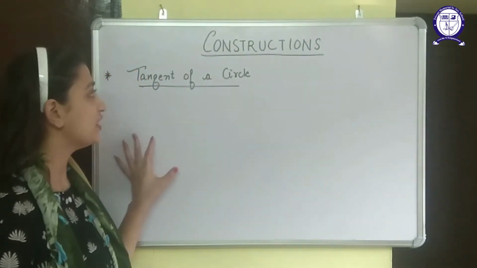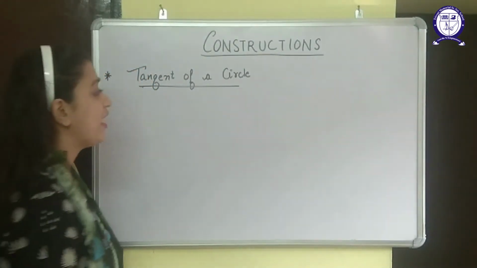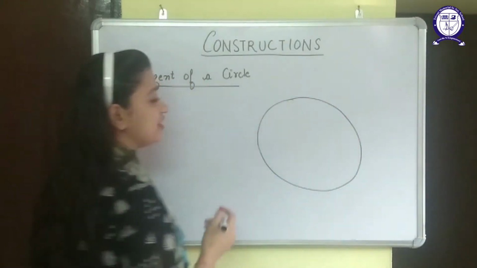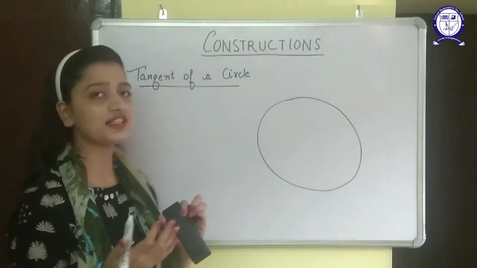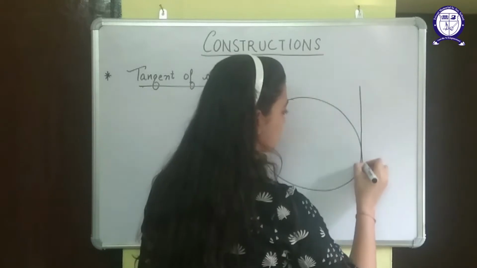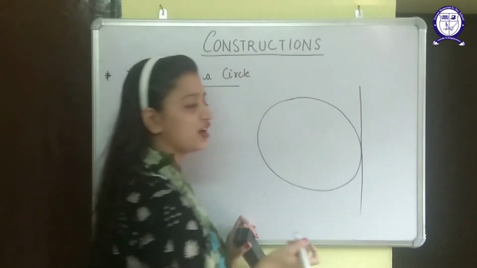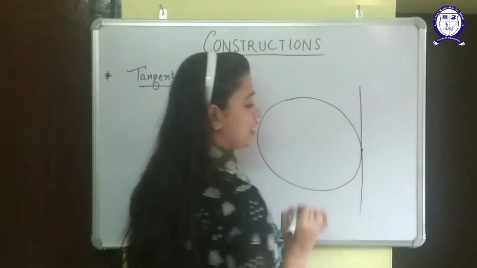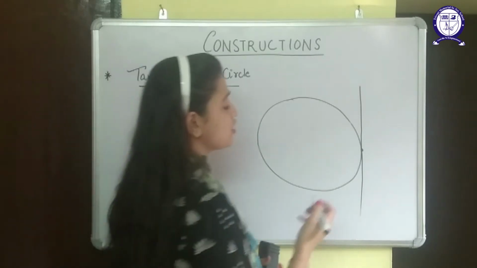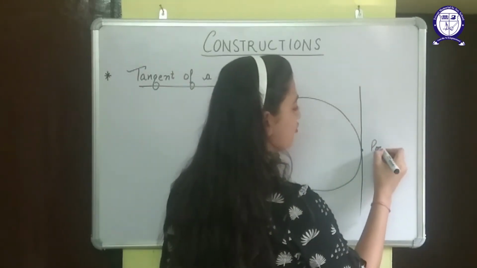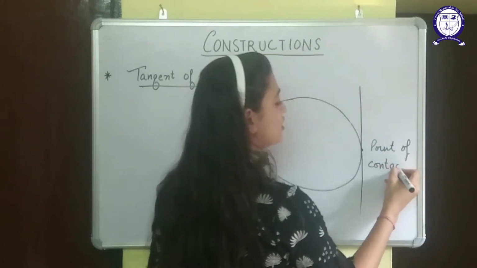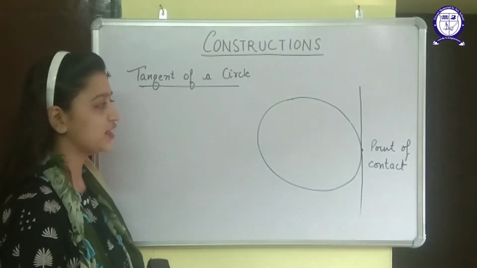Now, first of all, what are the tangents of a circle? If I have a circle and there is a line which cuts the circle at only one point. Suppose the line is like this and it touches the circle only at this one point. Then this line is my tangent and this point is called the point of contact. This is what we have learned in our chapter 10, that is what a tangent is.